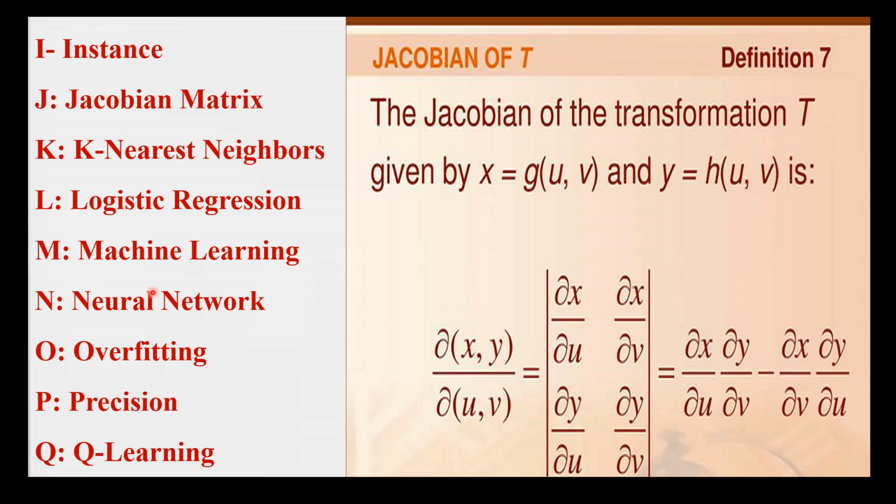N is the neural network, which is a type of machine learning model inspired by the structure and function of the human brain. They consist of interconnected nodes or neurons that process and transmit information to make predictions.